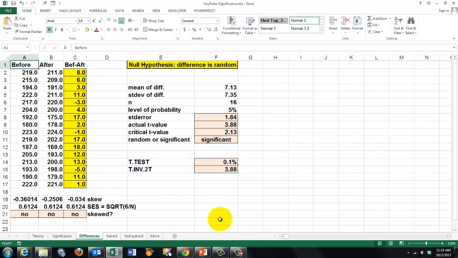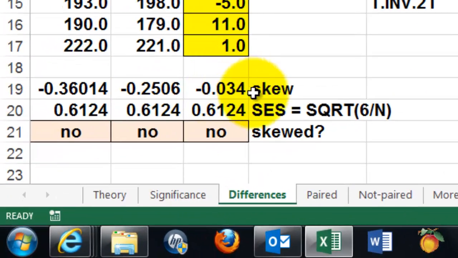Let's do that for a different situation. In this case, I had observations before a treatment and after a treatment. I calculate the differences between the two. Sometimes it's positive and sometimes it's negative. Can I use my t-test? Yes, because they are all not randomly skewed.